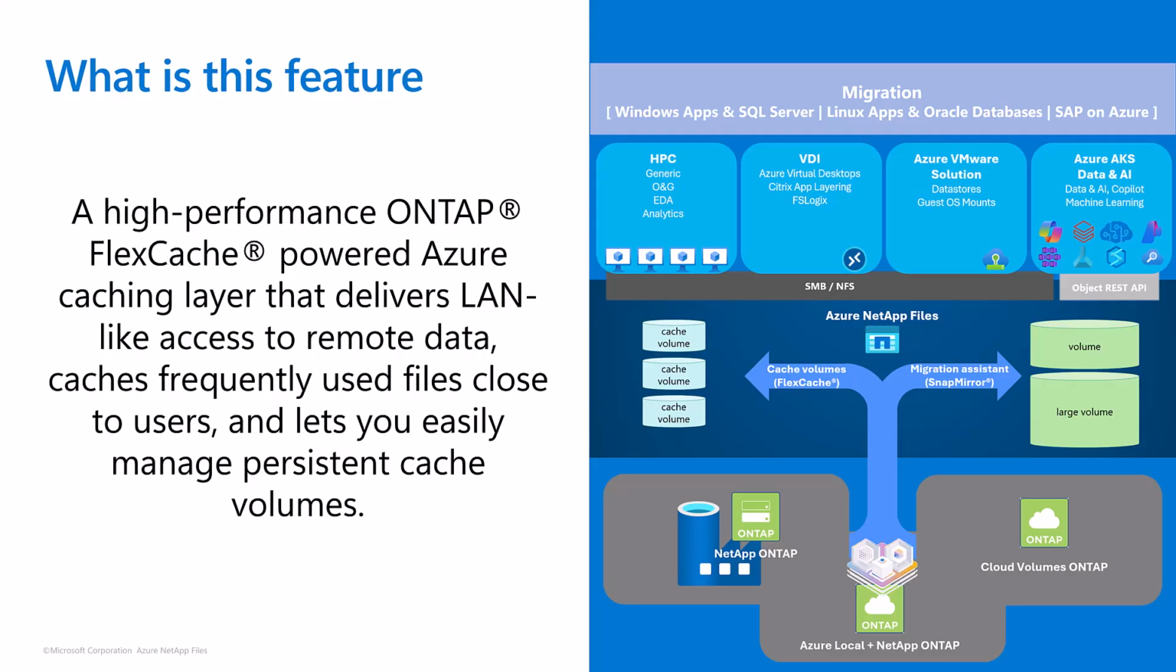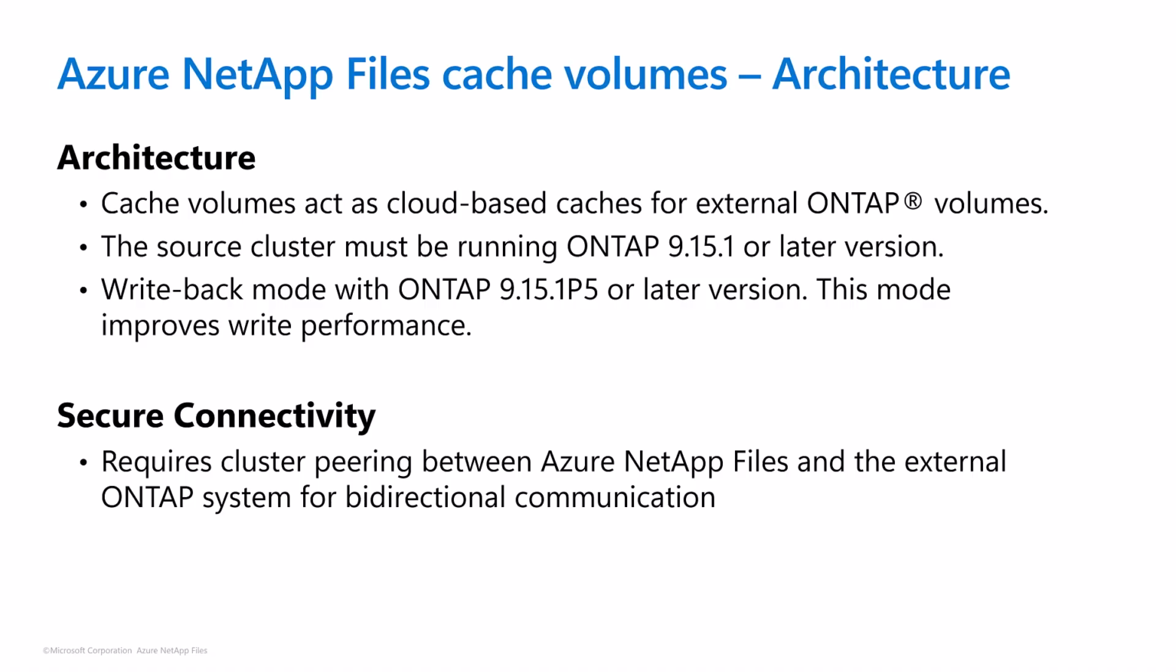Powered by ONTAP FlexCache technology, a proven leader in remote caching, it creates a writable, persistent cache volume that mirrors frequently accessed data without duplicating the entire dataset. The result? Users in Azure experience cached files as if they were local, dramatically boosting performance. It's hybrid done right. Cache volumes act as caches for external ONTAP volumes. Cache volumes are supported with ONTAP 9.15.1 or later versions. Write-back mode to improve write performance is supported only on specific ONTAP versions.